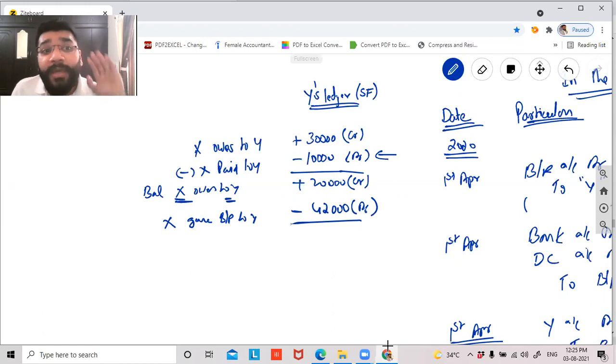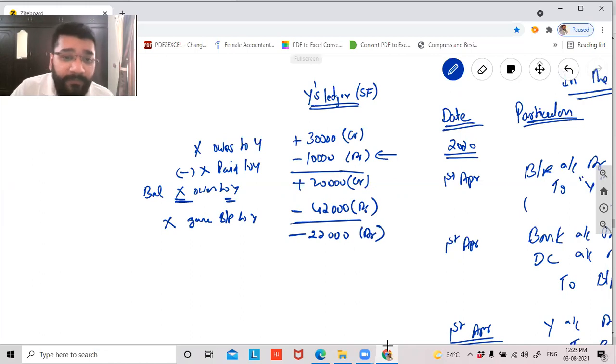But what did X do? X gave a bill of more value for more amount. So can I say the remaining 22,000 rupees is recoverable from Y? X has to receive from Y, debit balance. X to receive from Y.